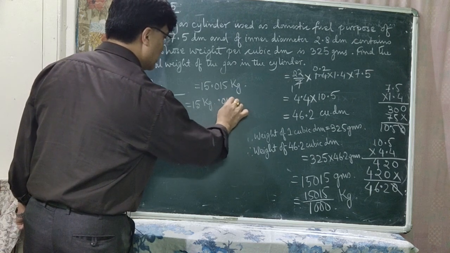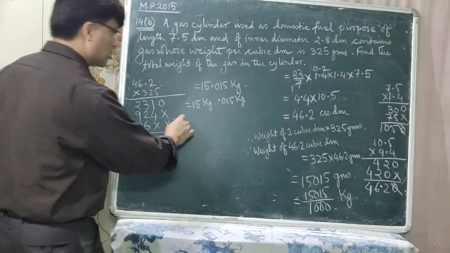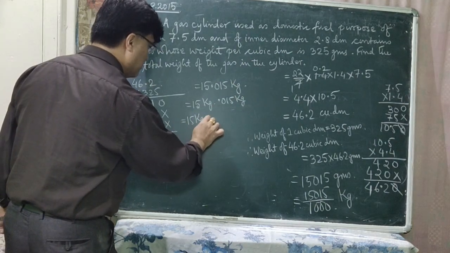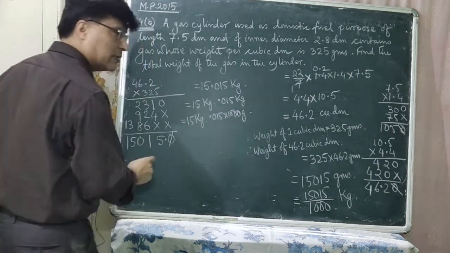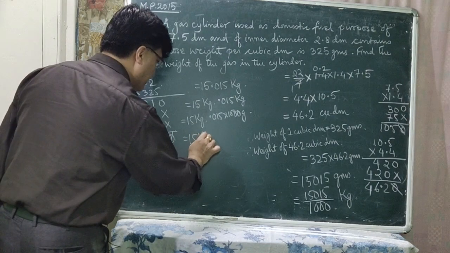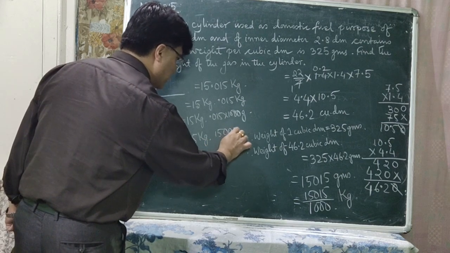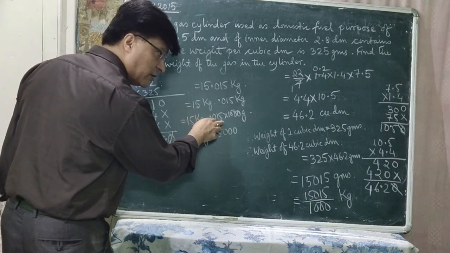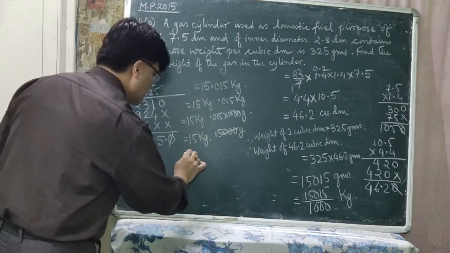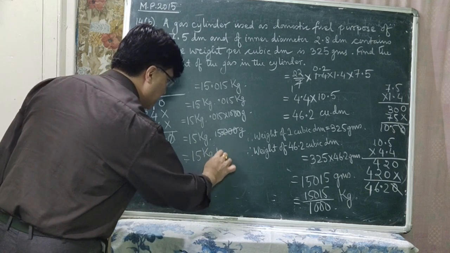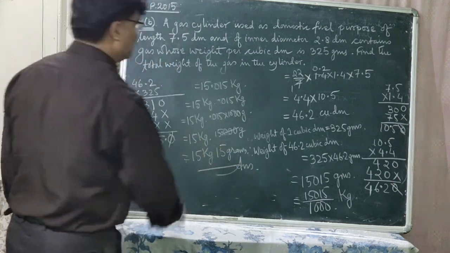You can keep the answer as it is, or you may write it as 15 kilogram and 0.015 kilogram. You can change 0.015 kilogram back into grams. That is 15 kilogram, 0.015 into 1000 grams, right? So let us multiply it. So it is 15 kilogram. Let us multiply them. 15,000. After the decimal point there are 3 figures, so you have to write the decimal point before 3 zeros, grams. Which is equal to 15 kilogram 15 grams. So this is the final answer.